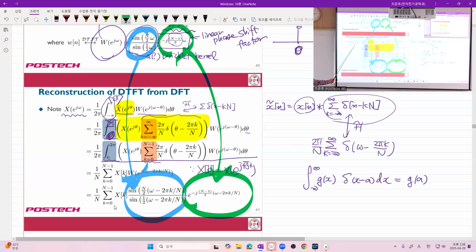Your DTFT is, again, a finite sum of what? This function, the Dirichlet kernel, a shifted version of the Dirichlet kernel, scaled by your DFT coefficient. Got it? So your original signal's DTFT is decomposed into N terms. And each term is what? The Dirichlet kernel, properly shifted and linear phase multiplied. And here goes the coefficient. Got it?